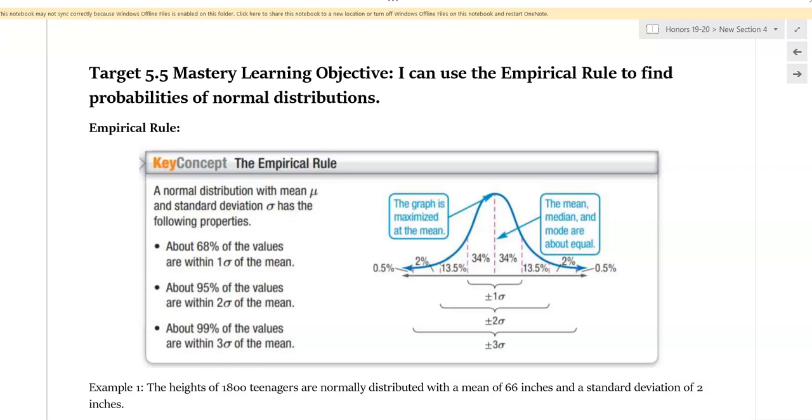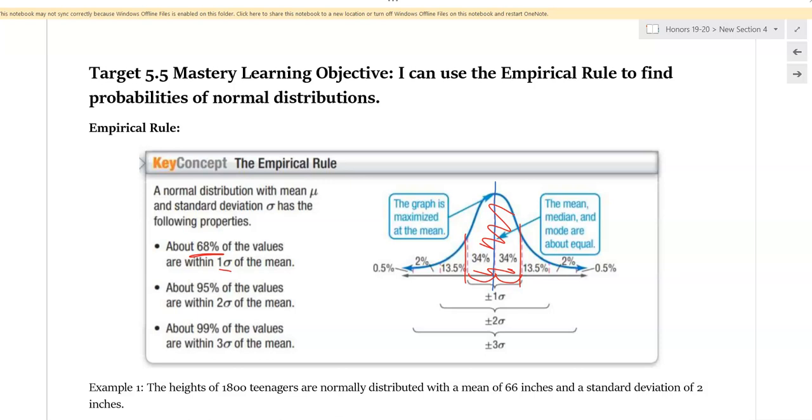What the empirical rule states comes from a truly normal distribution. Not approximately normal, but exactly normal. If a distribution is exactly normal, then 68% of the values are within one standard deviation of the mean. So this center line would be our mean, right? So 68% are within one. So I went one over this way and one over this way. So this little area here is 68%.